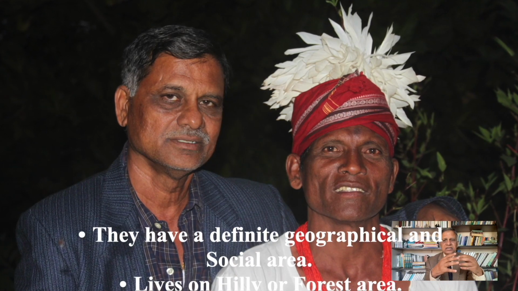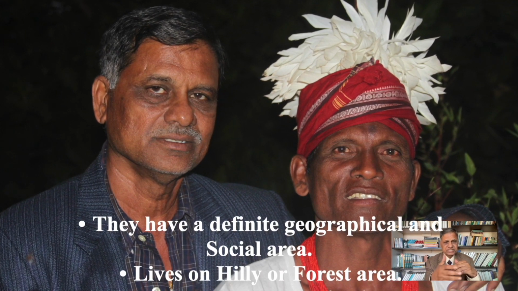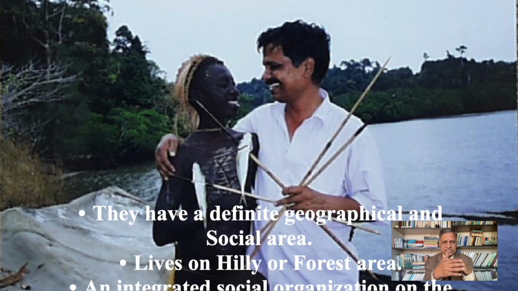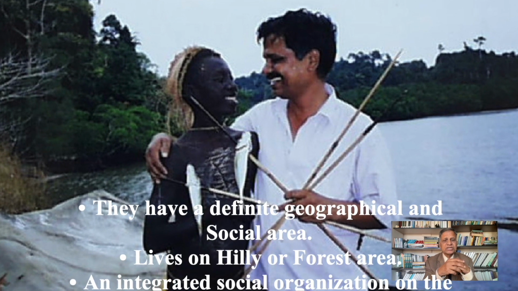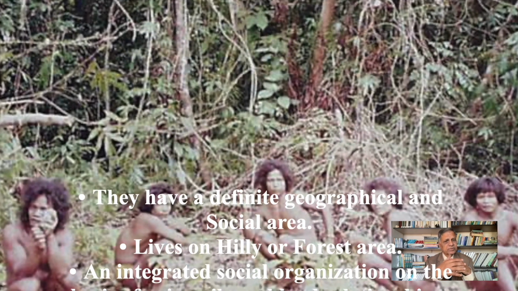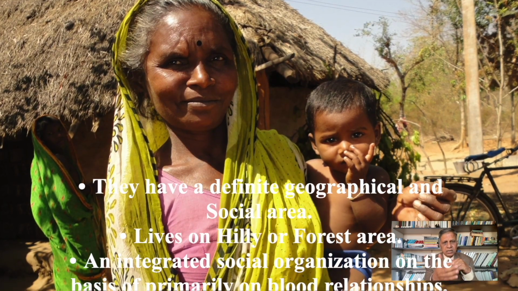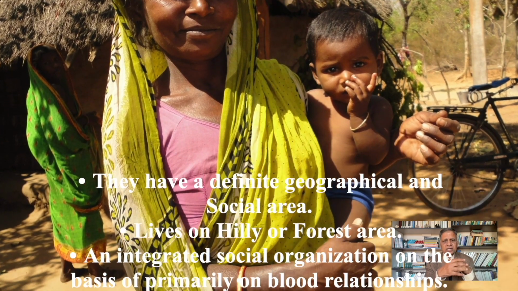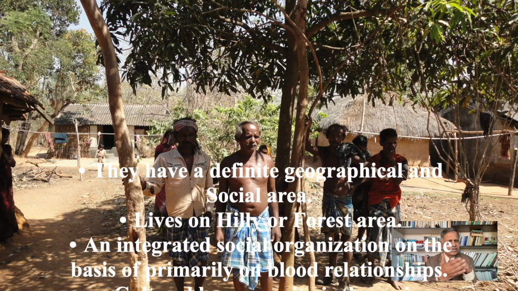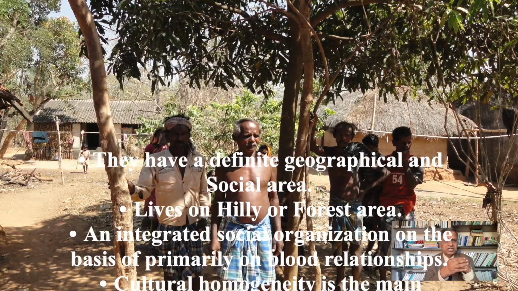The second one is that they live in hilly or forest areas. Most of the tribes, especially the primitive tribes, are still living in forest regions, especially the Jarawas, the Shompen population of the Andaman Islands, the Sentinelese, the Maram Nagas of the northeast, the central Indian tribes of Abujhmad, the Chenchus of Andhra Pradesh, and the Kotas of Nilgiris. Many of them are still living in forest regions, interior regions and inaccessible areas.